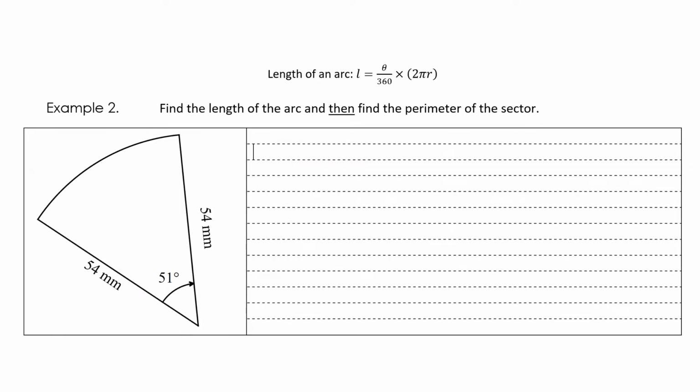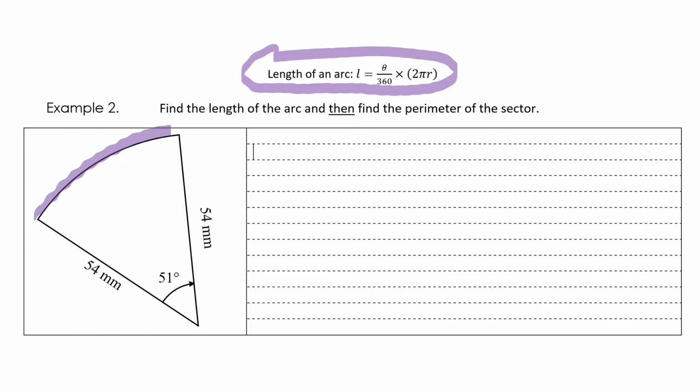All right, example 2. And I've been given a formula here. This is our arc length formula. The length of an arc, L, equals theta over 360 times 2 pi r. Now that only finds, oopsies, the arc length, which is this bit here. If we want to find the perimeter, we have to also add on.